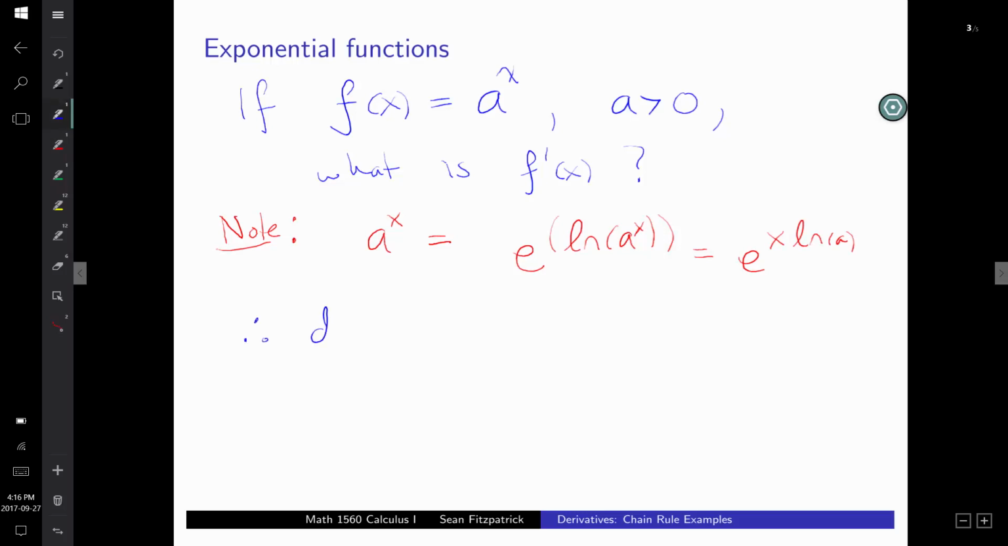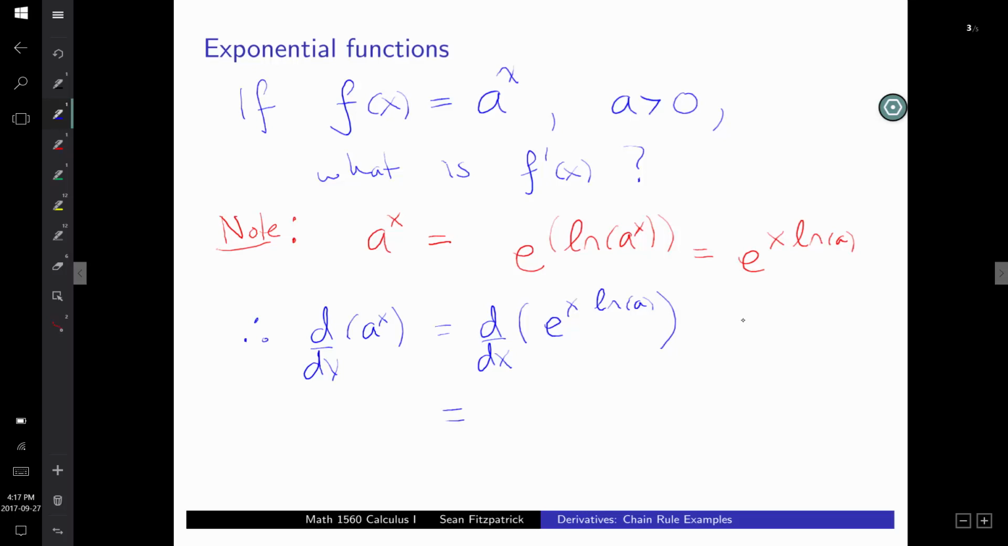Well, that means that the derivative of a to the x is the same thing as the derivative of e to the x times the natural log of a, right? And the natural log of a is just a number. It's a constant, right? This is just a constant times x in the exponent.